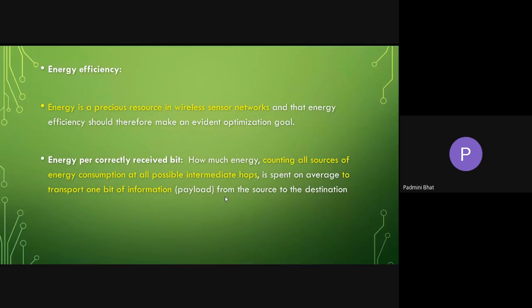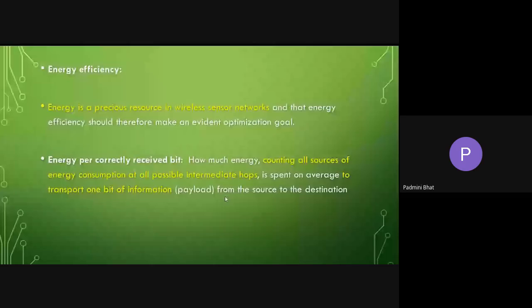Energy efficiency. Energy is a precious resource, we have discussed many times, and that energy efficiency should therefore be given priority in optimization of your complete network. Okay, energy per correctly received bit: how much energy, counting all sources of energy consumption at all possible intermediate hops, is spent on average to transport one bit of information from the source to the destination. Okay, this is actually your power budget. This is one major area which has to be looked into.